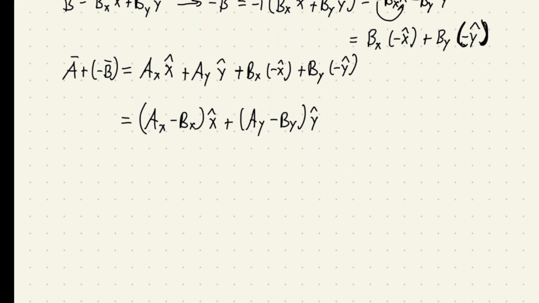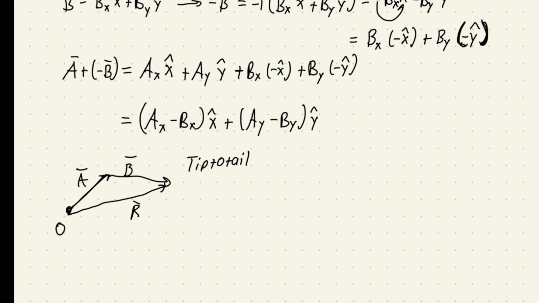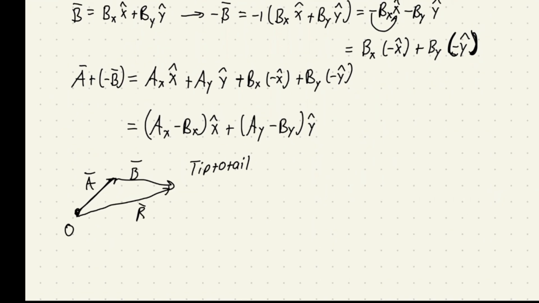If you remember the tip to tail method, where I take vector A, and then to that I add vector B, which would go this way. So I start off at origin, I go from origin to the end of vector A, and then at the tip of vector A, I put the tail of vector B, hence the name tip to tail. And then from there, I just draw my resultant vector, which I'll call R vector. These are all vectors. I would draw my R vector from the origin to the tip of B vector. So that's another method that we could use to do addition.